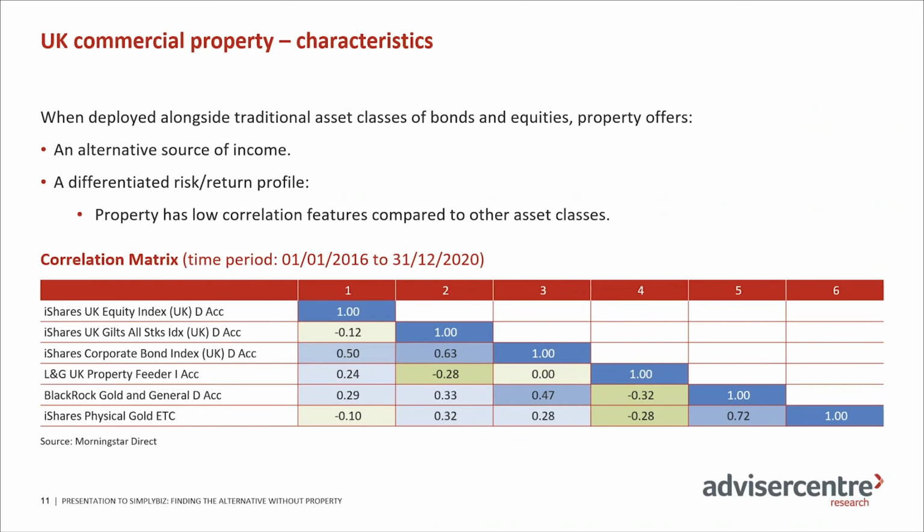Secondarily, and perhaps the most important of all, a differentiated risk return profile. If we actually look at the table below, we have got UK equities, UK gilts, corporate bond, property. We've represented that by the LNG vehicle here. Direct property sector, we think it's better to pick on a fund specifically. BlackRock Gold in general, and iShares physical gold. So within this, we're trying to actually look at it versus every other asset class.